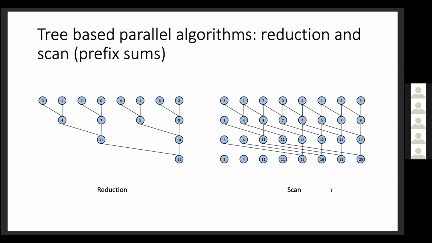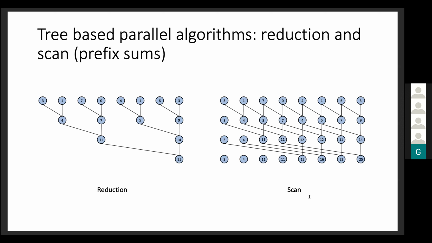And here I also want to introduce two useful building blocks for parallel computing. One is reduction and the other one is scan. Both of them are tree-based parallel algorithms. In a reduction, our input is an array of elements, and the output is a single value. This single value is usually the sum of all of the elements in this array when the reduction operation is addition.